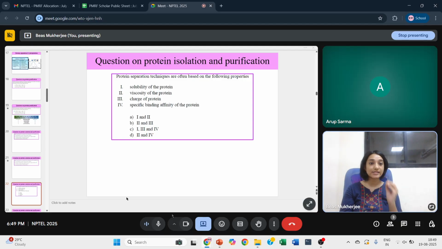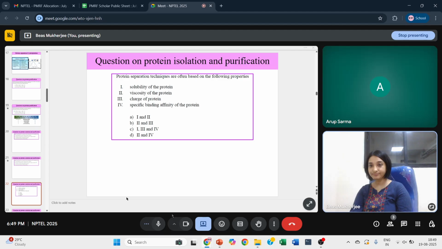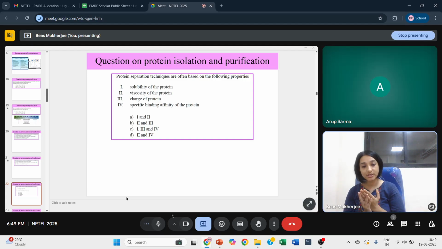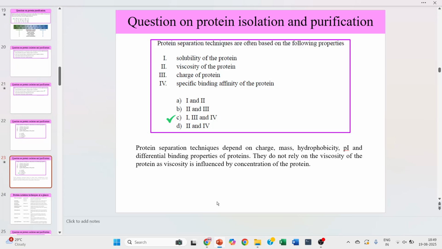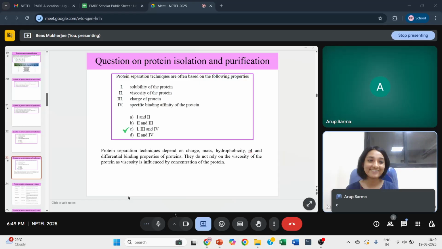So, once you are able to answer this, I will tell you about the different chromatographic techniques. So, solubility of the protein, viscosity of the protein, charge of the protein, and specific binding of the protein. Which one do you think is the right answer? C. Yes, that's right. Very good. Finally, you're answering. Okay, good.